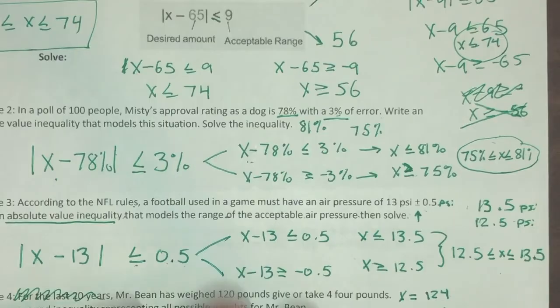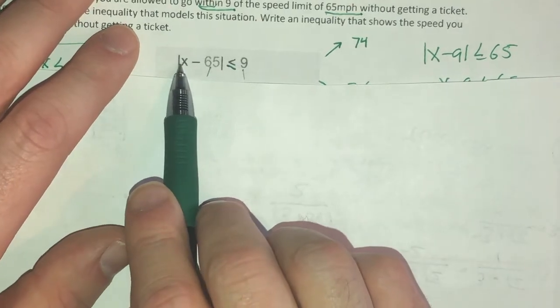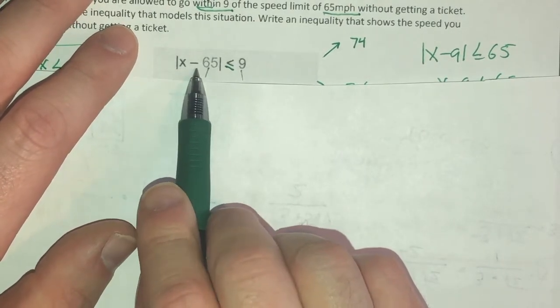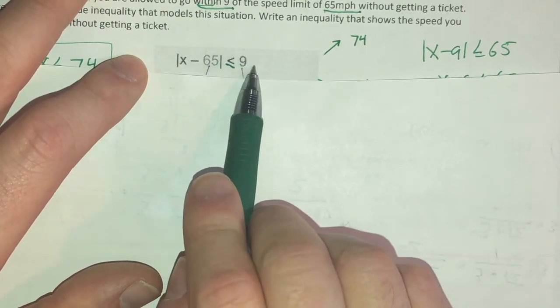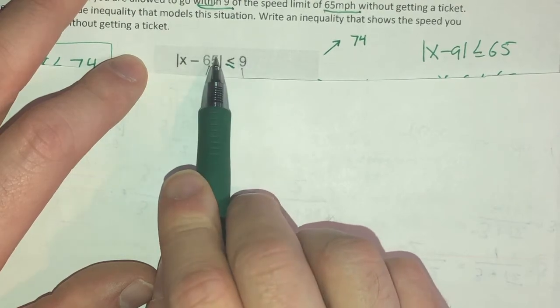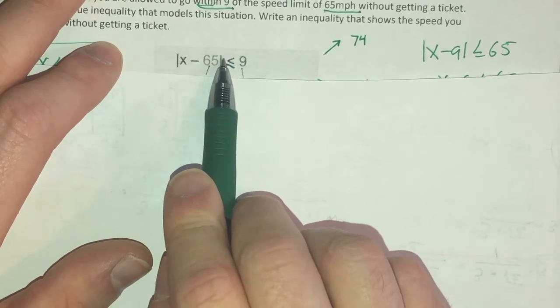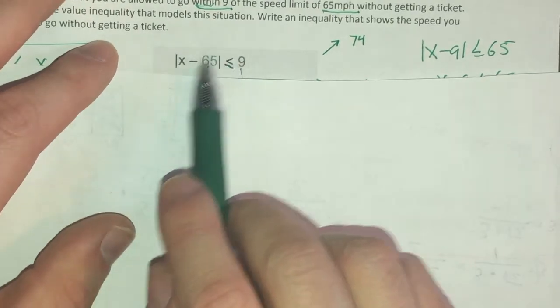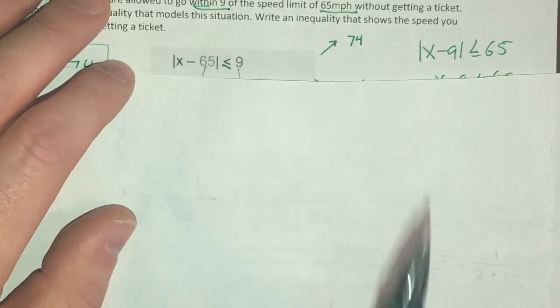So I'll just come up and show you this picture again. I actually really like how they set this up. So what is the thing that I'm talking about? It's within how much of what desired value? Within 0.5 of 13 psi, within 4 pounds of 120 pounds, within 9 miles per hour of 65 miles per hour. So once you have that set up, the rest of it is solving absolute value inequalities, just like you always have.